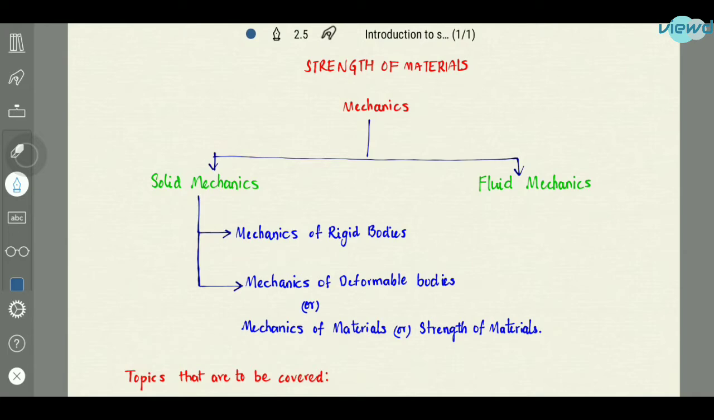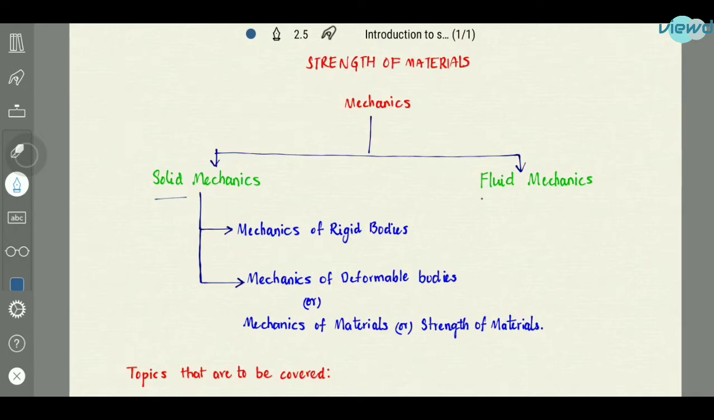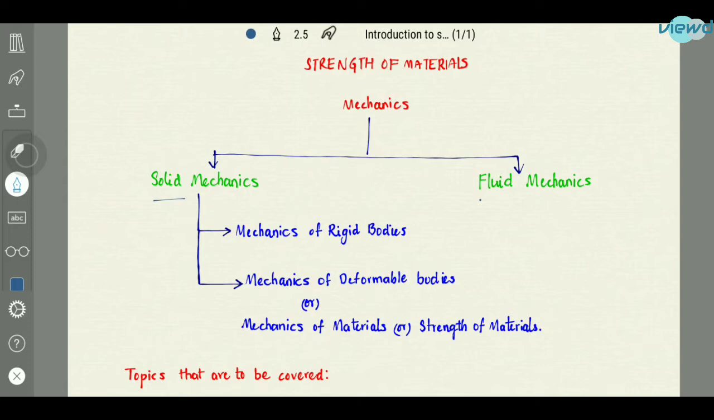So based on classification of matter, that is, matter is divided into solid and fluid, and in this fluid is again divided into liquids and gases. And in this solid mechanics, mechanics of solids is called solid mechanics, and these solids are of two types. One is rigid bodies and other is deformable bodies.